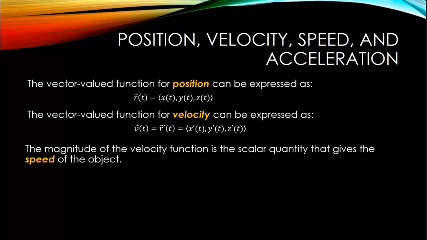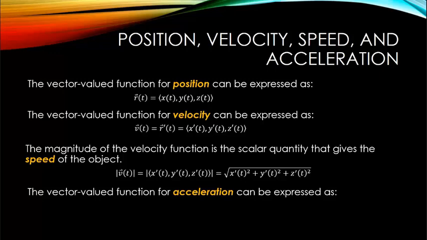The magnitude of the velocity vector function is the scalar quantity that gives me the speed of the object. This is typically written as the magnitude of the vector v is given by the square root of x prime of t squared plus y prime of t squared plus z prime of t squared. The vector-valued function for acceleration can be expressed as the vector a of little t is equal to the first derivative of the velocity vector, or the second derivative of the position vector, and it has the components x double prime of t, y double prime of t, and z double prime of t.